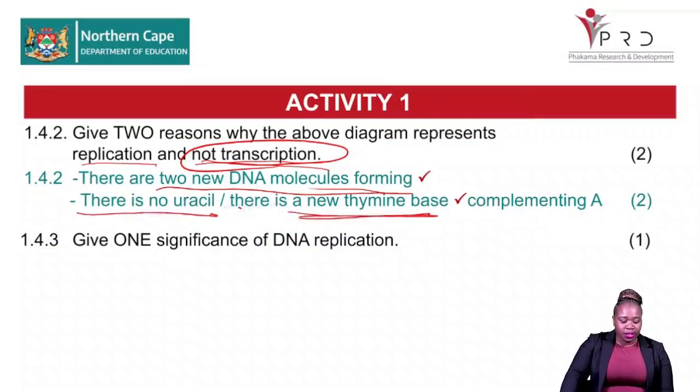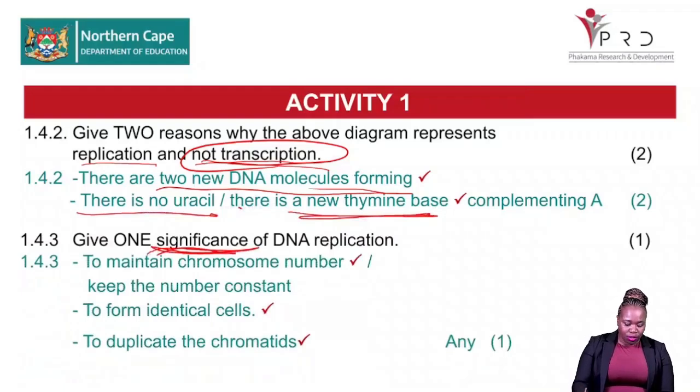1.4.3, give one significance, give one importance of DNA replication. We looked at the importances. We looked at the fact that during mitosis, it needs to maintain the chromosome numbers so that the chromosome numbers remain the same. Because remember, the cells that are formed at the end of mitosis should remain the same as the original one or the parent cell. Therefore, everything must remain the same. The chromosome numbers must remain constant.